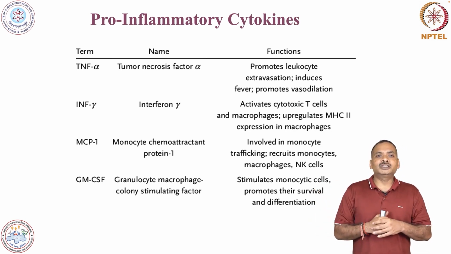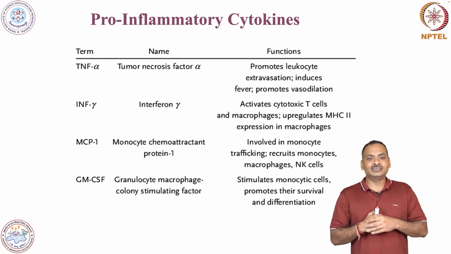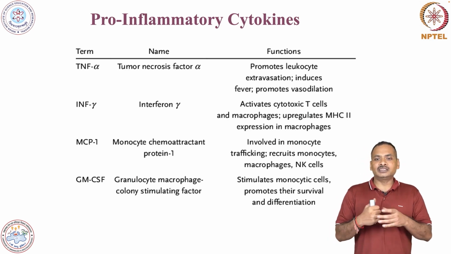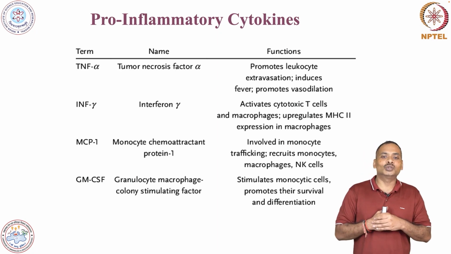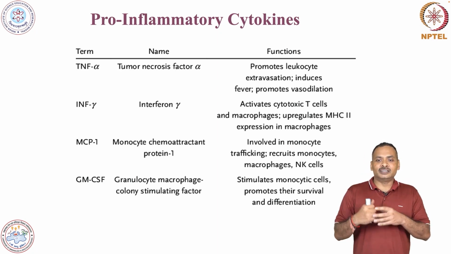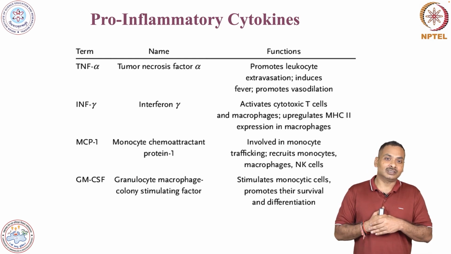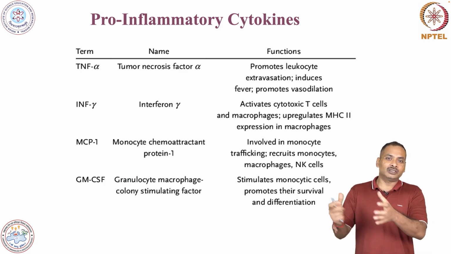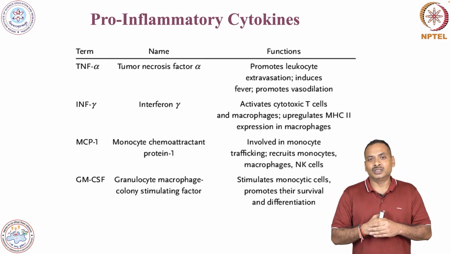Another is MCP1. This is a monocyte chemoattractant protein 1, and as the name suggests, this will attract the monocytes, and recruit the monocytes, macrophages as well as natural killer cells. So when this is secreted, all these cells will come to the site of infection or wherever there is an inflammation.